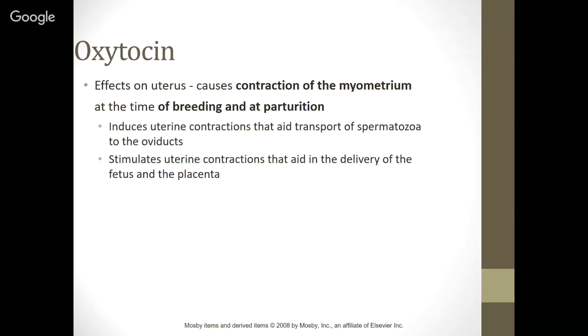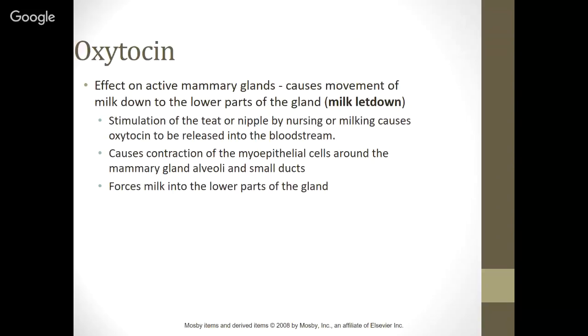Oxytocin, the love hormone, has effects on the uterus, which causes contraction of the myometrium at the time of breeding and at parturition. It induces uterine contractions that aid transport of the spermatozoa to the oviducts, and it also stimulates uterine contractions that aid in the delivery of the fetus and the placenta. It also helps with milk letdown.